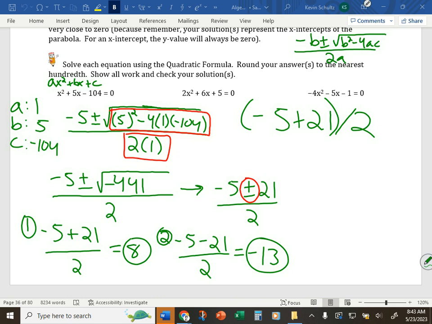So would it be x equals 8 and x equals 13? X equals negative 13. Oh yeah, sorry.